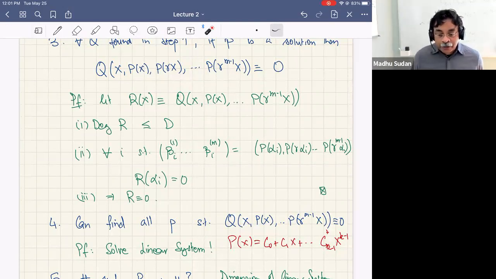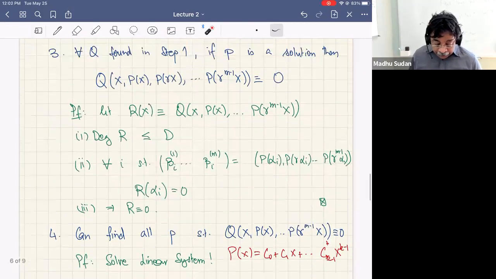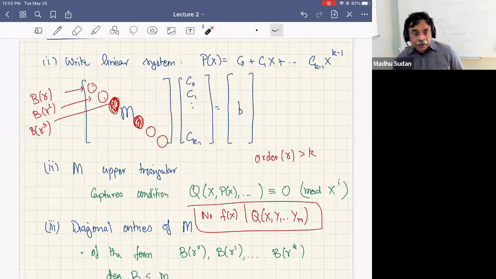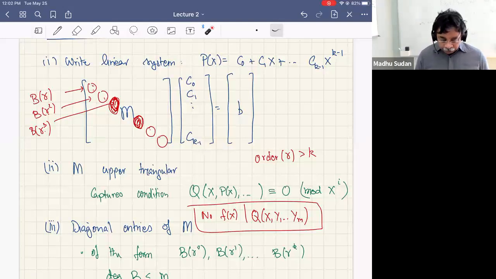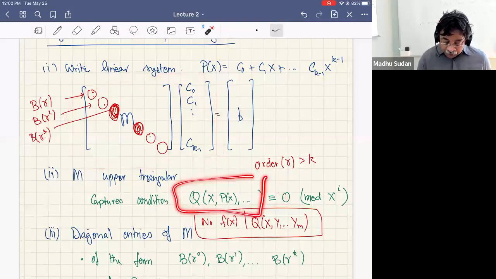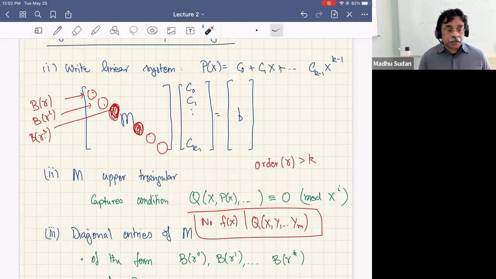Isn't Q of x equal to 0 mod x to the I a weaker constraint than Q of x equal to 0? Yes. So we use that constraint only to notice that the system is going to be diagonal. It turns out that because of the way this system is set up, you will never see polynomials of degree greater than D. So the left-hand side is obviously a polynomial of degree at most D, and if I say this is 0 mod x to the D plus 1, that actually is equal to the original constraint. Did that help?